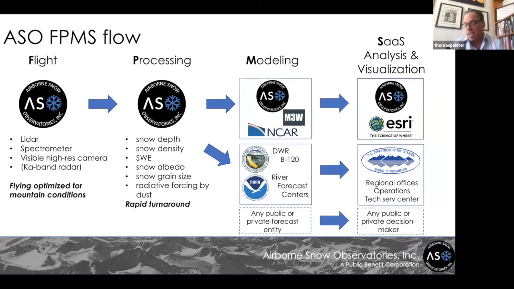And then vegetation products, which I'll get to in a second. And then this feeds into our modeling, which then feeds back to giving us the snow water equivalent. But also we're working with NCAR, the National Center for Atmospheric Research, on the WRF hydro model. And I'll describe that here in a second. But we also have the feed coming over to the DWR Bulletin 120 and the River Forecast Centers. And this then ultimately gets fed on into the visualization, analysis, and the decision making.